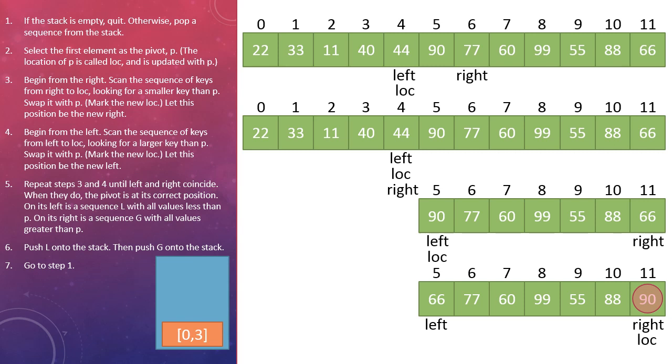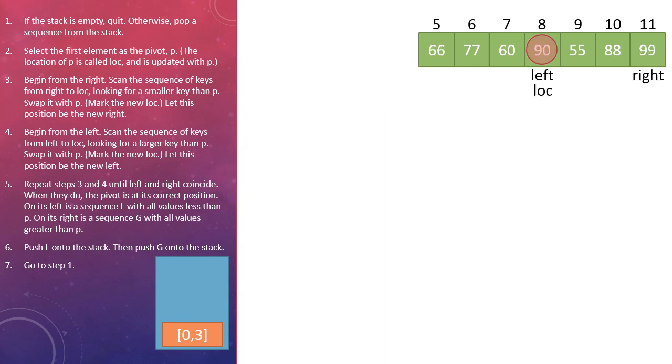Start scanning from the left, looking for a larger element than the pivot, or 90. 66 is not larger. 77 is not larger. 60 is not larger. 99 is. So we are going to swap 99 and 90. This is what we get. You will see that lock has been updated to the new position of the pivot.